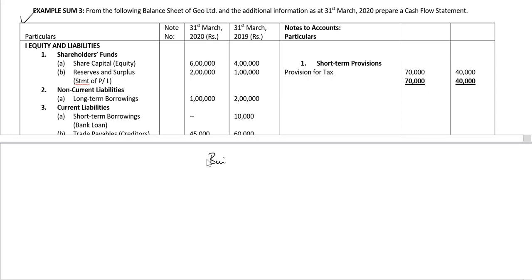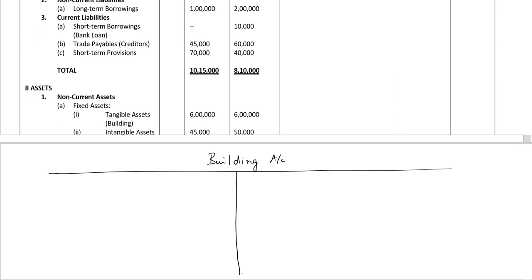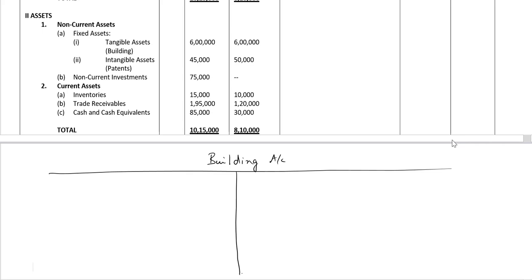Building account. As per the balance sheet, the opening balance of building is 6 lakh rupees and the closing balance is also 6 lakh rupees. To balance brought down, rupees 6 lakh. By balance carried down is also 6 lakh rupees.